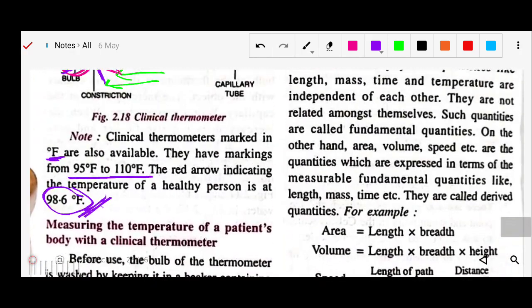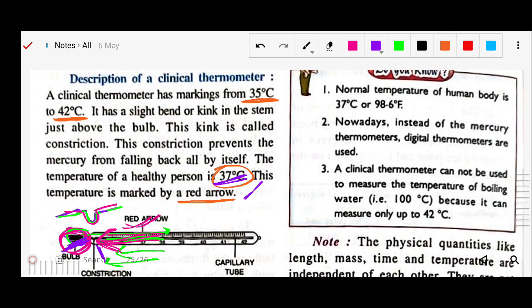So now next, these are some terms that you should write in your copy and learn. The normal temperature of the human body is 37 degrees Celsius or 98.6 Fahrenheit, right? Nowadays, instead of mercury thermometers, digital thermometers are used. We have mostly seen thermometers with mercury, but now they are replaced by digital thermometers, where mercury is not used. The temperature is measured digitally.